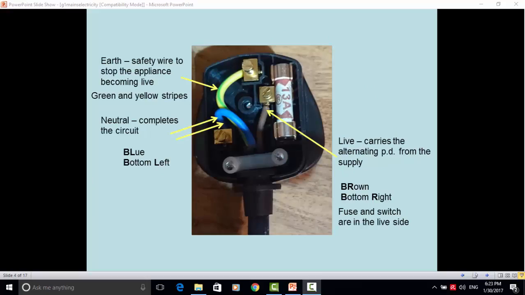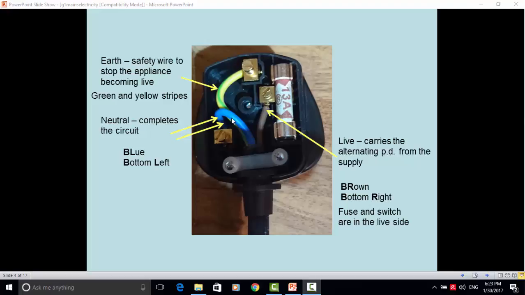Here we have a picture of a plug. You'll see on the right we have the live wire. This carries the alternating potential difference from the supply. You'll notice that the wire is brown, and BR for brown tells us that it's at the bottom right. You'll notice the fuse here, and also any switches, are in the live side, the live being the most dangerous side.